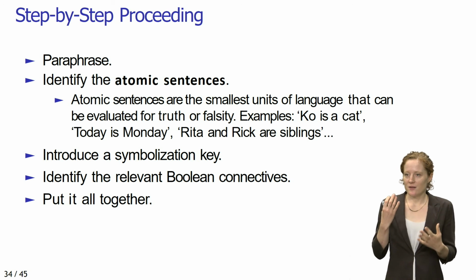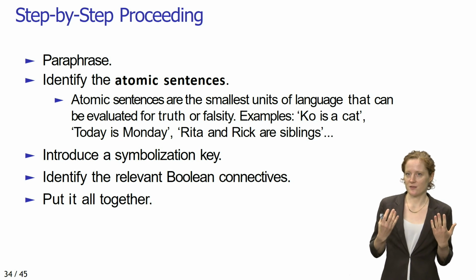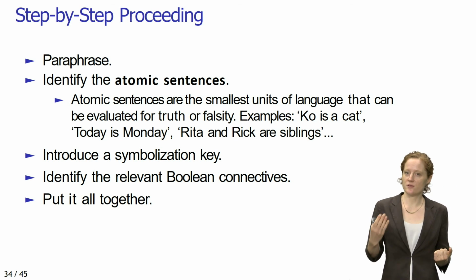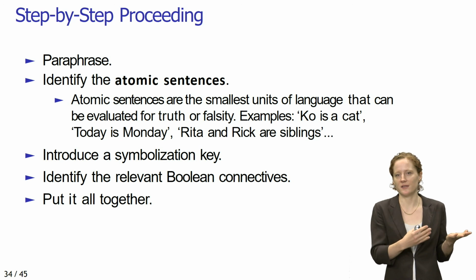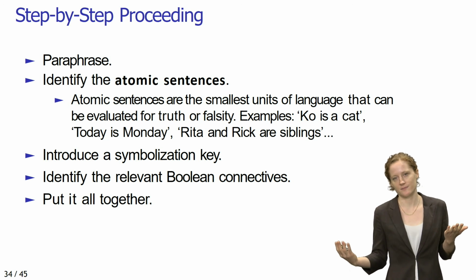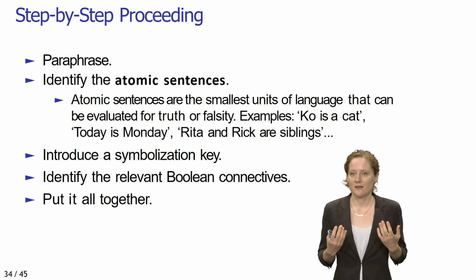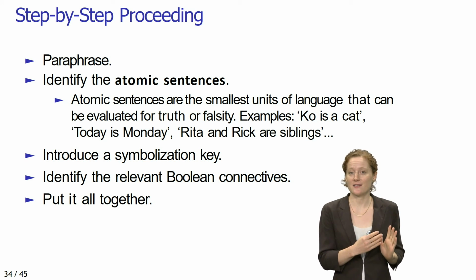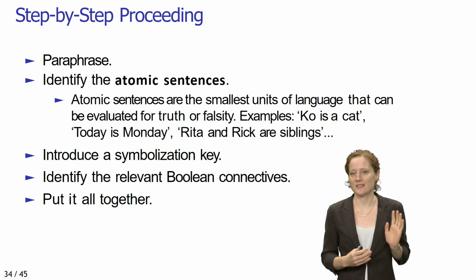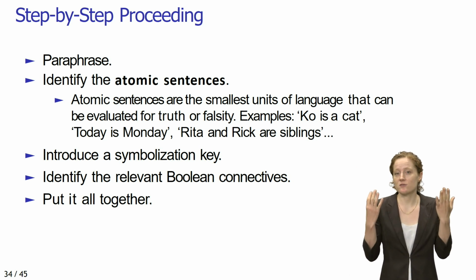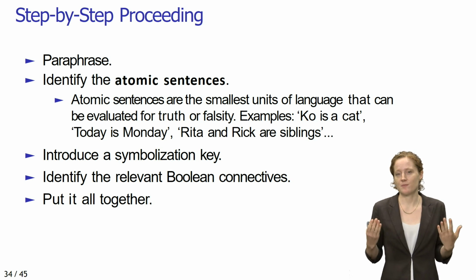So now that we know how to symbolize the various connectives, let's think about how we can proceed step by step to produce a symbolization of an English sentence in TFL. The first step in this process usually is to paraphrase our initial English sentence. We paraphrase it in order to make its truth conditions transparent.